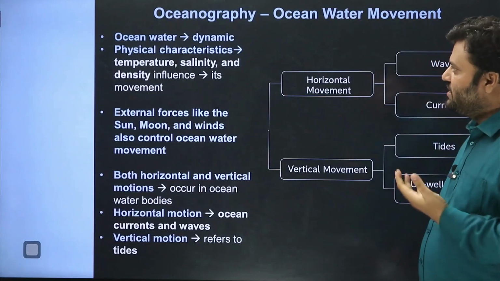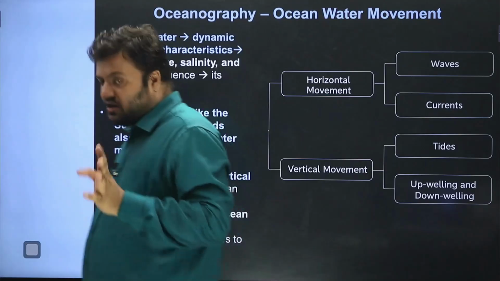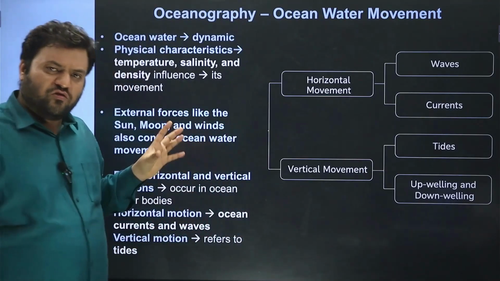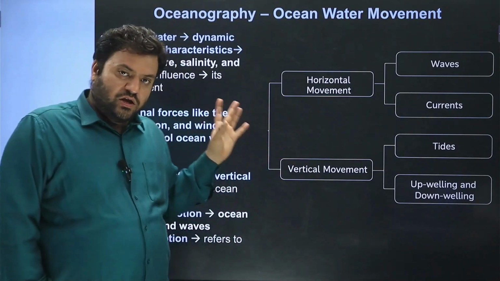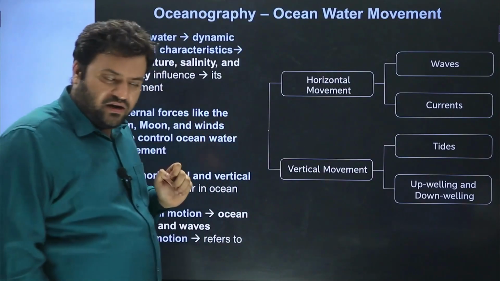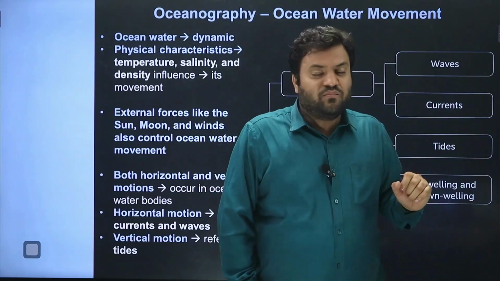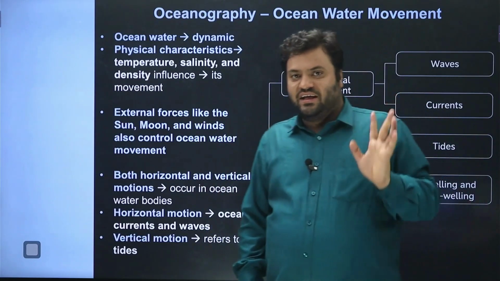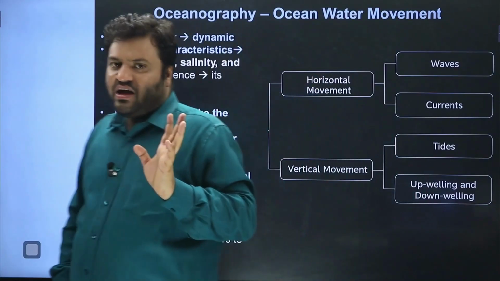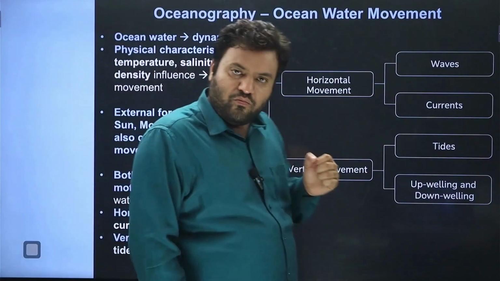Now we are moving ahead towards the ocean water movement. Previously we discussed the ocean currents. Ocean current is also one of the ways in which the ocean water is moving. Whenever I use this word movement, it means something is moving. Something will move whenever we have a gradient. So in geography, whenever we have a gradient, as a result of gradient, there will be some sort of movement.